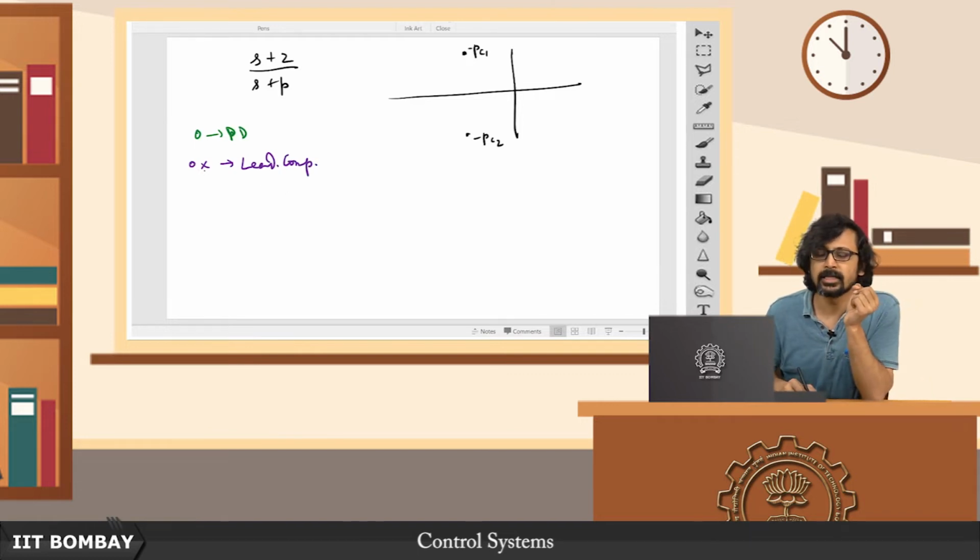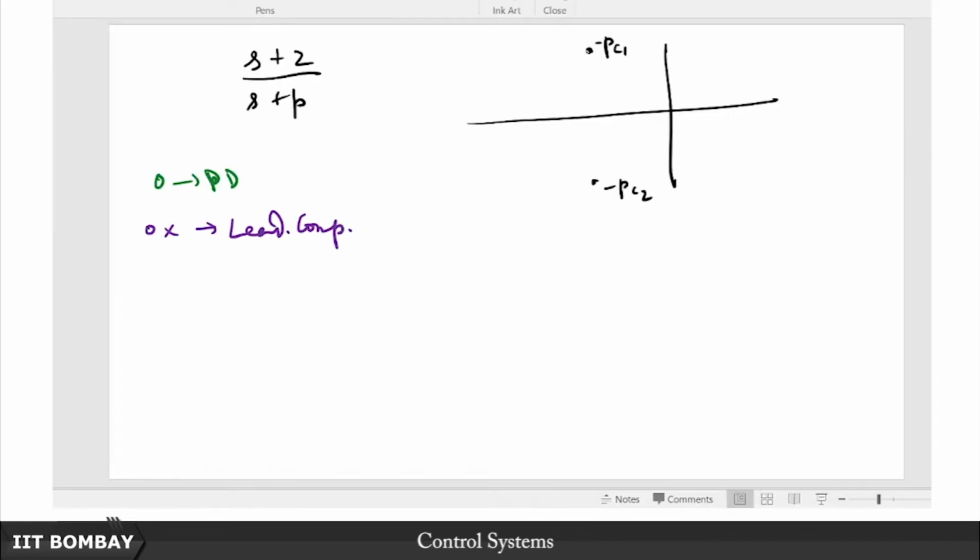So what this pair of pole 0 is going to do is exactly what this 0 was doing. In what way? So what was this 0 doing here? This 0 was adding this angle theta z here. Now what if I tell you that the net angle contributed by this is given by theta z minus theta p, right? So let's call this theta z1 minus theta p1.